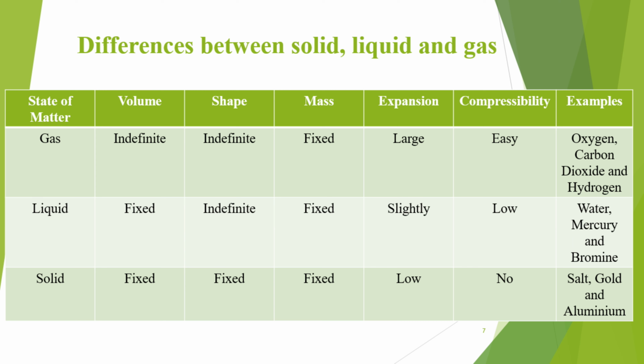The interaction of the particles in gas is weak, therefore it has a larger expansion compared to liquid and solid. In terms of compressibility, unlike gas and liquid, the particles in the solid are closely packed. Therefore, we can't compress the particles in the solid. Examples of gas are oxygen, carbon dioxide, and hydrogen. For liquid, the examples are water, mercury, and bromine. And examples of solid are salt, gold, and aluminum.